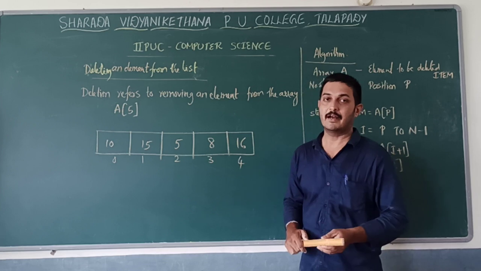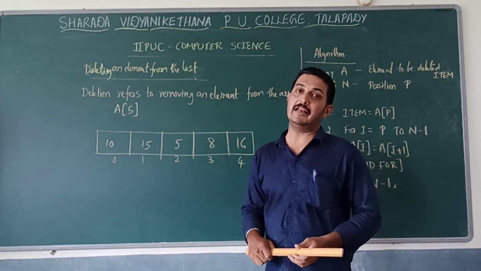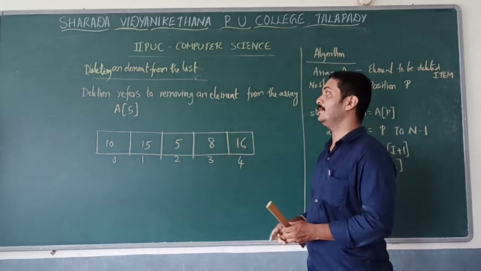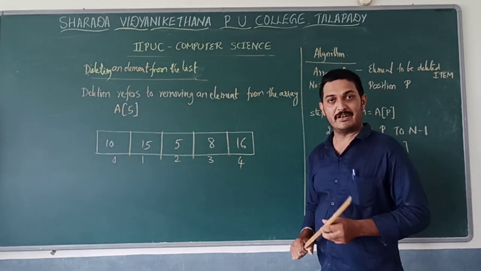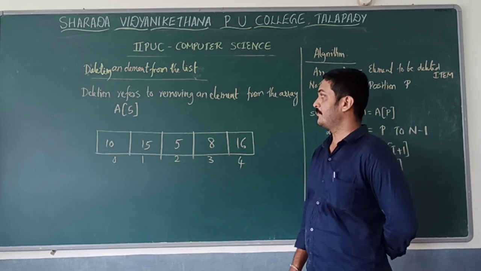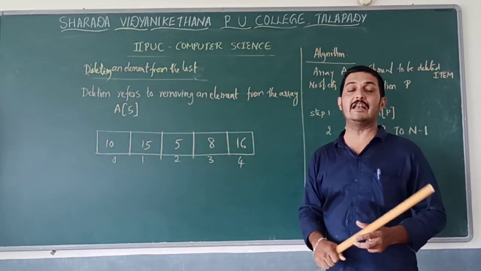Next concept under data structures is deleting an element from the list, or the deletion operation. It is one of the operations on linear data structures. Deletion refers to removing an element from the list.